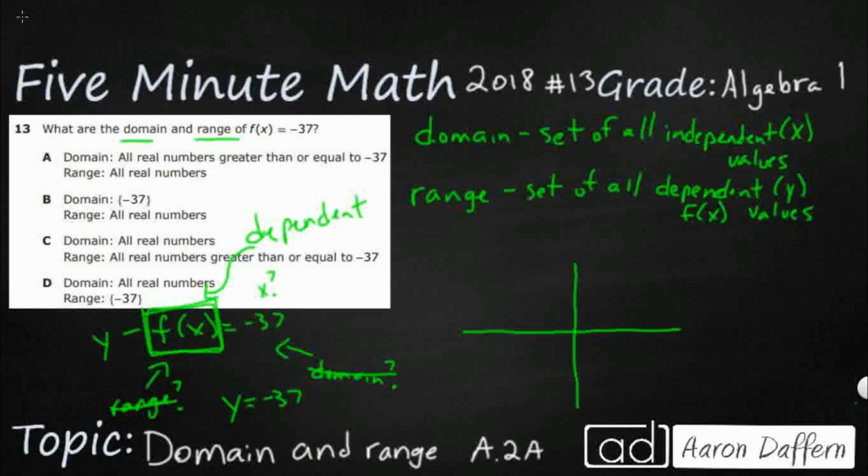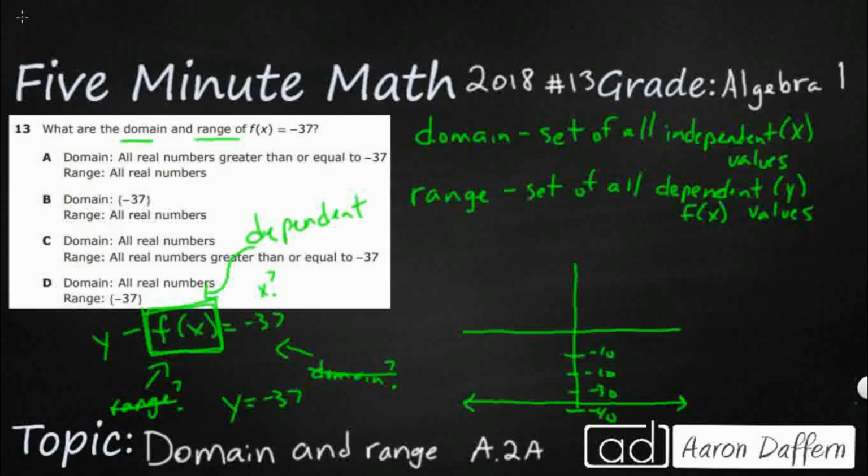Okay, well, I know how to graph that. If it's negative 10, negative 20, negative 30, negative 40, right? If I had y equals negative 37, it's going to be something that looks like this, and it's just a straight line. If y equals negative 37, it's just a straight line that goes side to side. So how does that help us with our domain and range?